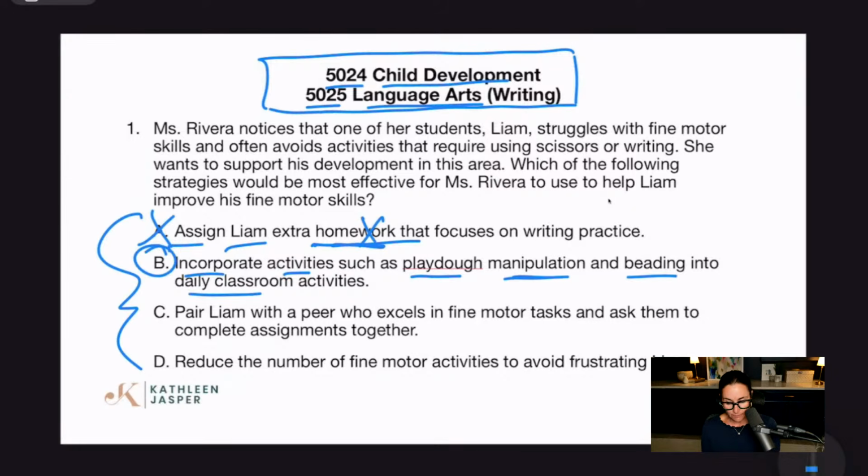B, incorporate activities such as Play-Doh manipulation, multisensory, using the hands, concrete, and beading into daily classroom activities. I like B. C, pair Liam with a peer who excels in fine motor tasks and ask them to complete the assignments together. Okay, be careful of partnering kids up. If you are enhancing a lesson with cooperative learning, then yes, it's good. But if you are putting the burden on another student to sort of do the interventions, and do we do this in real life when we don't have time?